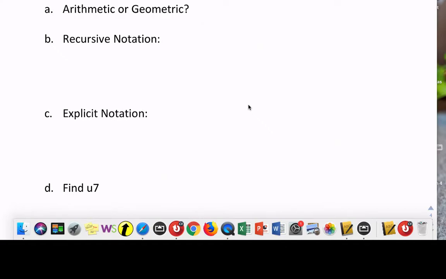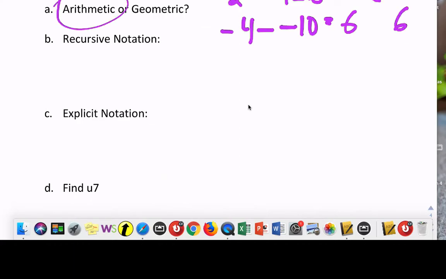We have 8 minus 2 is 6, 2 minus a negative 4 equals 6, negative 4 minus a negative 10 equals 6. So here, this is arithmetic, and our common difference is 6. We're adding 6 every time. So to find the next term, you could go backwards, or dividing or subtracting to find the previous term, and then use that to figure it out.